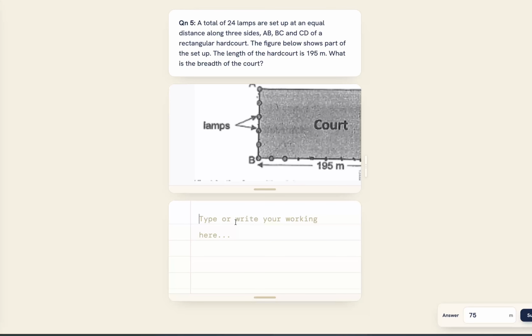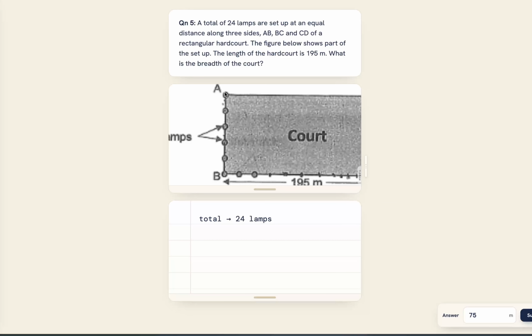So we know that there is a total of 24 lamps. And for one side, AB over here, we can calculate. So AB is equal to, let me get a bit bigger, 1, 2, 3, 4, 5, and 6. So there are 6 lamps.